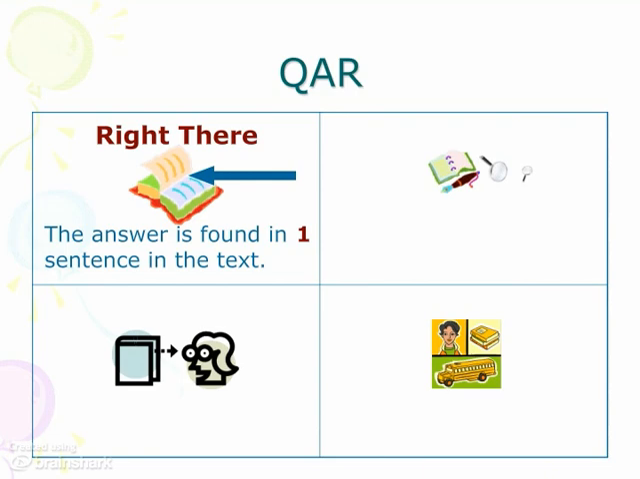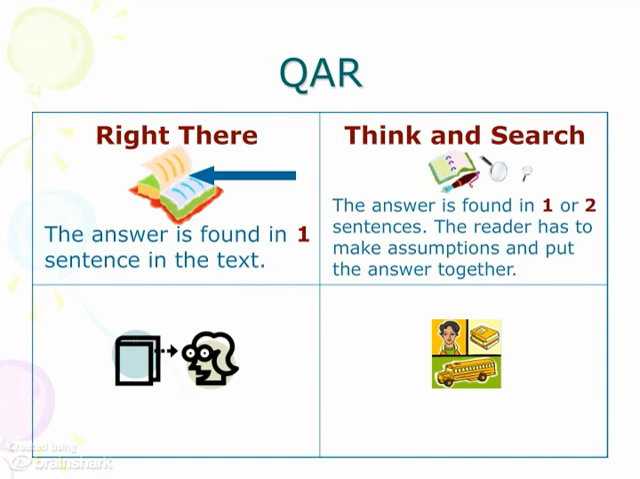The second type of QAR is a little harder than right there. It's the think and search, which means that the answer may not be found just in one part of the text. It may be in several different sentences, and you have to search through the text to find the answer. So for a think and search, the answer is found in 1 or 2 sentences, and the reader has to make assumptions and put the answers together. So you have to use several parts of the text and link those ideas together.